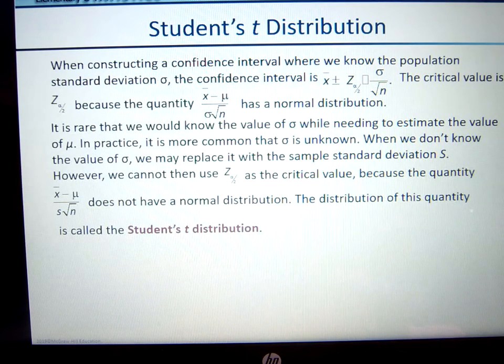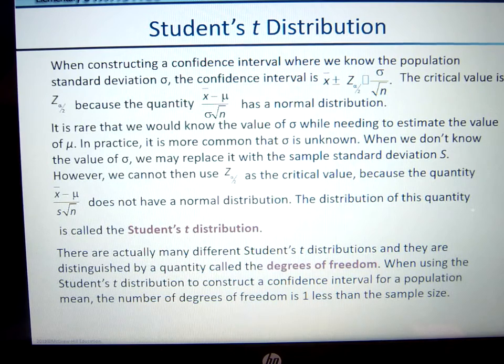It is rare that we would know the population standard deviation while needing to estimate the value of mu. In practice, it's more common that it is unknown, and when we don't know the value of the population standard deviation, we may replace it with the sample standard deviation, which we call S. However, we cannot then use z alpha over 2 as a critical value because the quantity x bar minus mu over S times the square root of the sample size does not have a normal distribution. So the distribution of this quantity is called student's t-distribution.